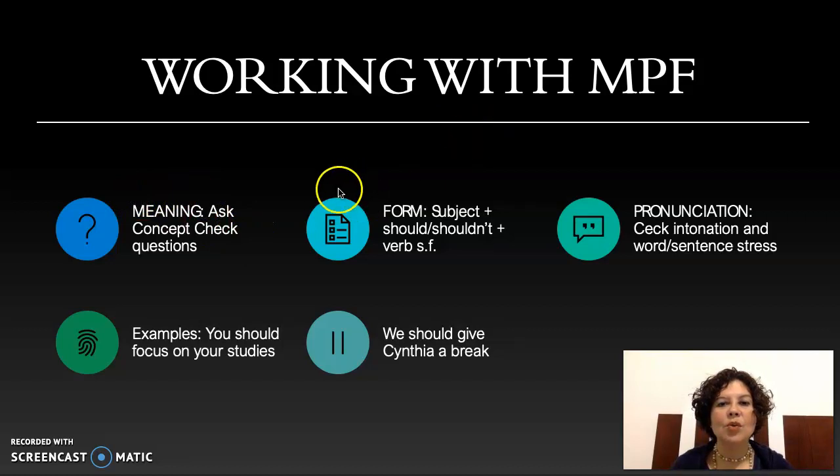Then we work with the form. It can be MPF or MFP. It really doesn't matter. The order doesn't matter as long as you cover the three. In the form, I will be explaining from one or two examples from my story. I'm going to be explaining the formula, how you structure your sentence. First, we need the subject, then we need should or shouldn't, and then we need the verb in simple form. I take it from the examples. I ask them, what do you remember about my story?